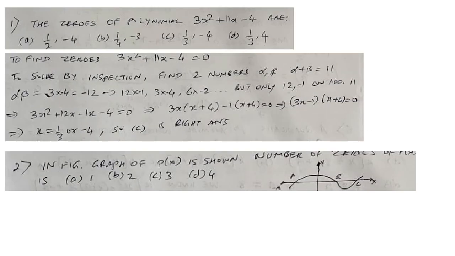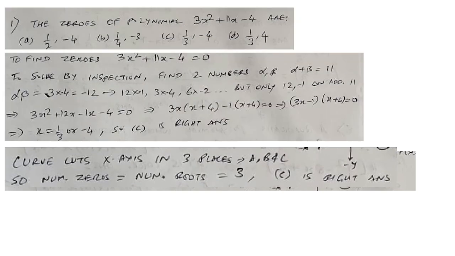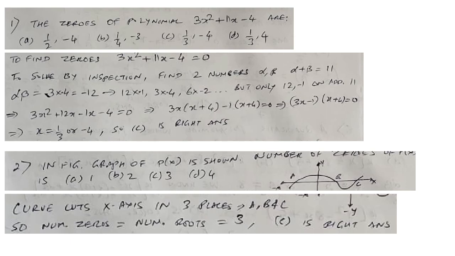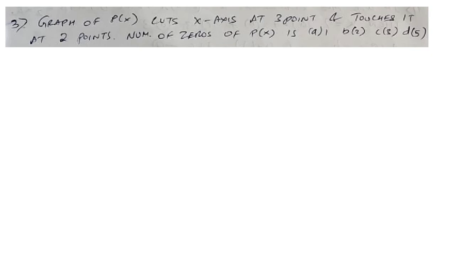Second question. In the figure, the graph of p of x is shown. The number of zeros of p of x are either 1, 2, 3 or 4. The answer is: the curve cuts the x-axis in three places. It cuts it at A, it cuts it at B, and it cuts it at C. So the number of zeros, which is the number of roots, is equal to 3, because the graph cuts the x-axis at three places. So C is the right answer.